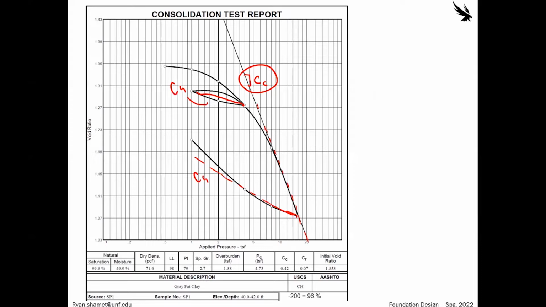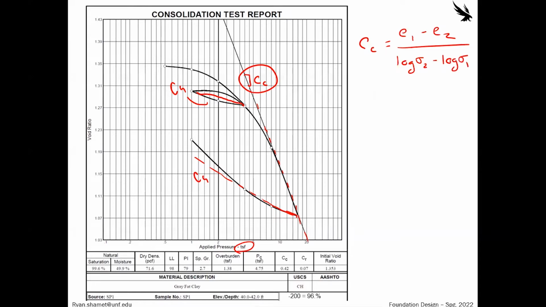And so to find this CC value, it's not just a simple slope equation because this applied pressure, again, is in a log. So it's a semi-log plot. So always keep that in mind. We have to include the log in there when we're talking about measuring the slope. It's not just the rise over run. But what it is is E1 minus E2, divided by log of the sigma 2 minus log of the sigma 1.